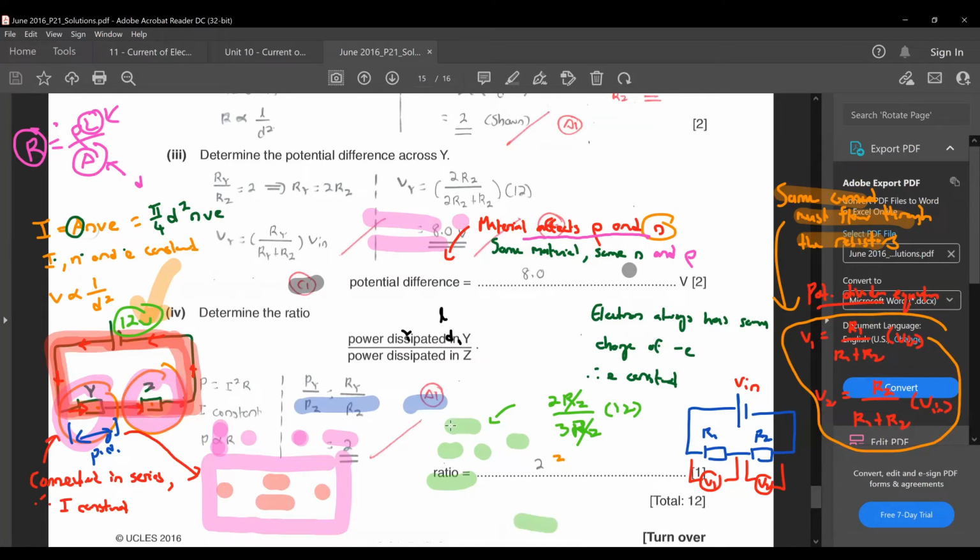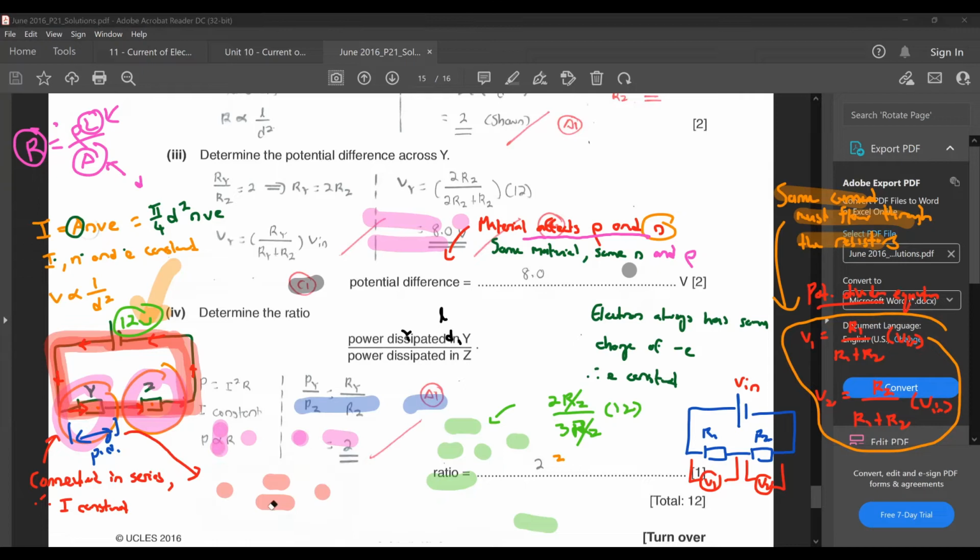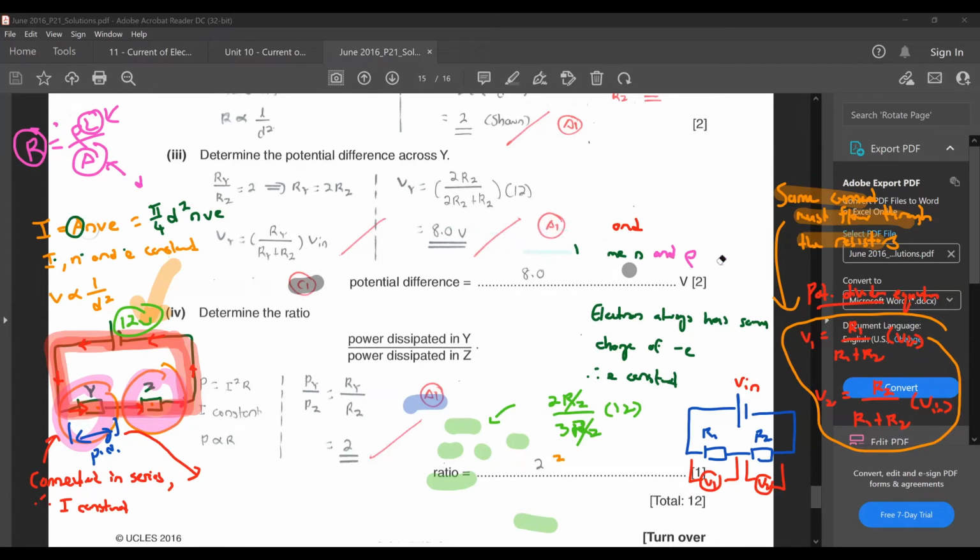Okay, then next, find out the power dissipated in Y and Z. Yeah, this question has a lot of ratios inside. Right, so find out the power dissipated in Y and Z. All right, let's go through this one. Power dissipated in Y and Z, sorry.